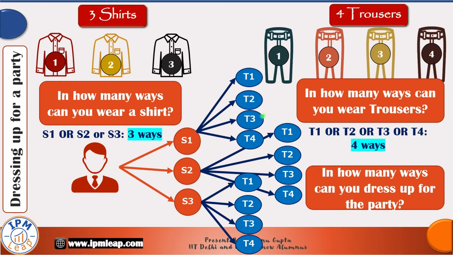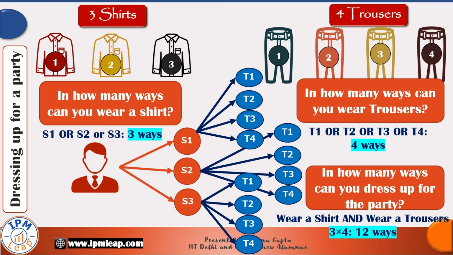Counting the options, we add 4 plus 4 plus 4, which is equal to 3 into 4. Therefore, together, these two actions of wearing a shirt and wearing a pair of trousers can be performed in 3 into 4 ways, which is 12 ways. This means you can dress up for a party in 12 ways.